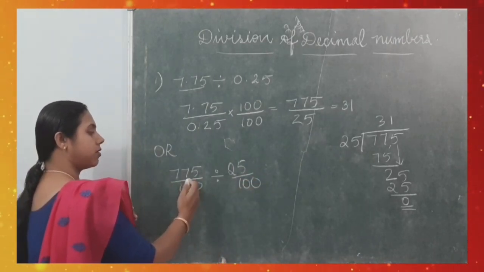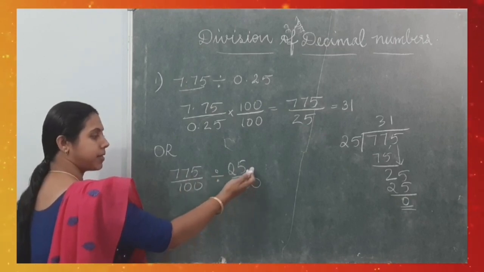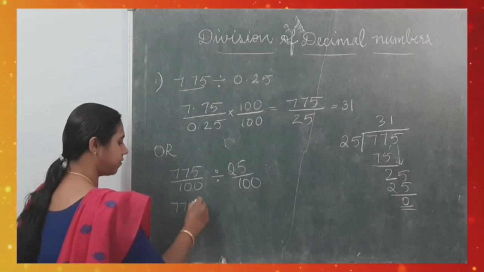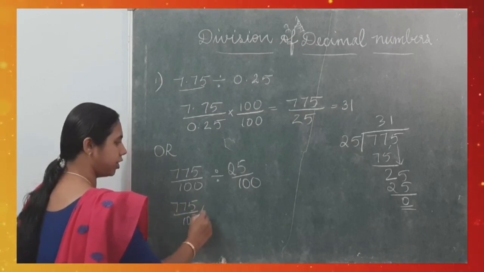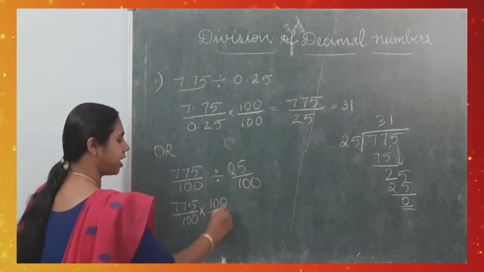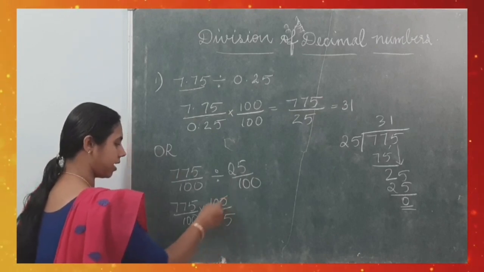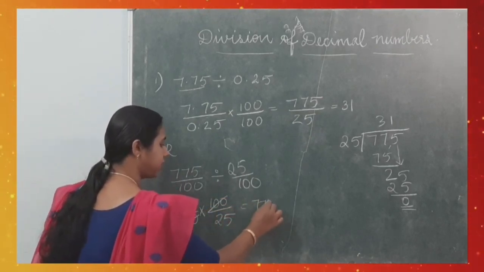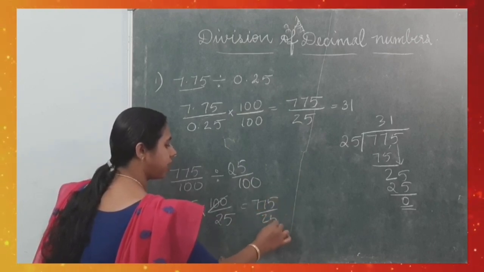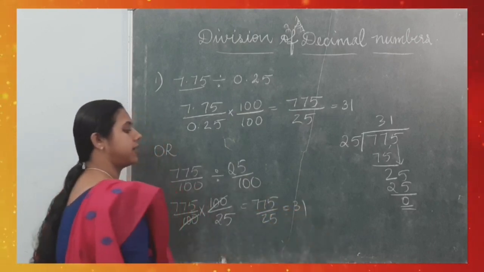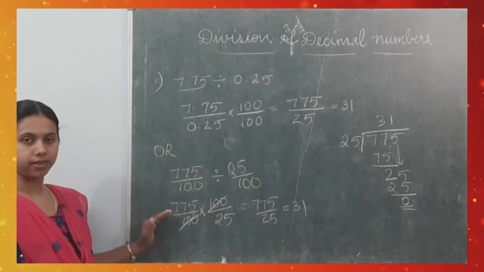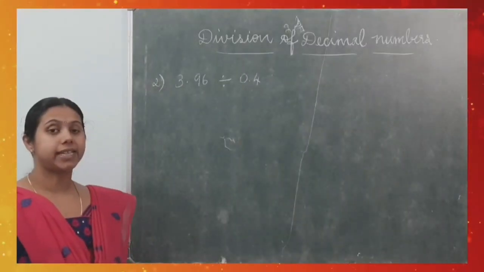Now, to do fraction division, take the reciprocal of the second fraction and multiply. So, 775 by 100 into 100 by 25. 100 and 100 is cancelled. Then 775 by 25 which is equal to 31. Both ways you can answer this question. Let's see the next question.